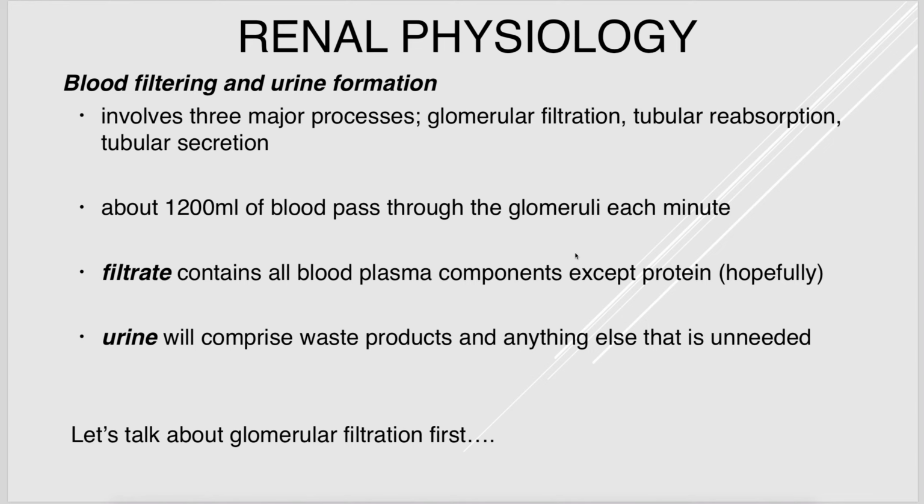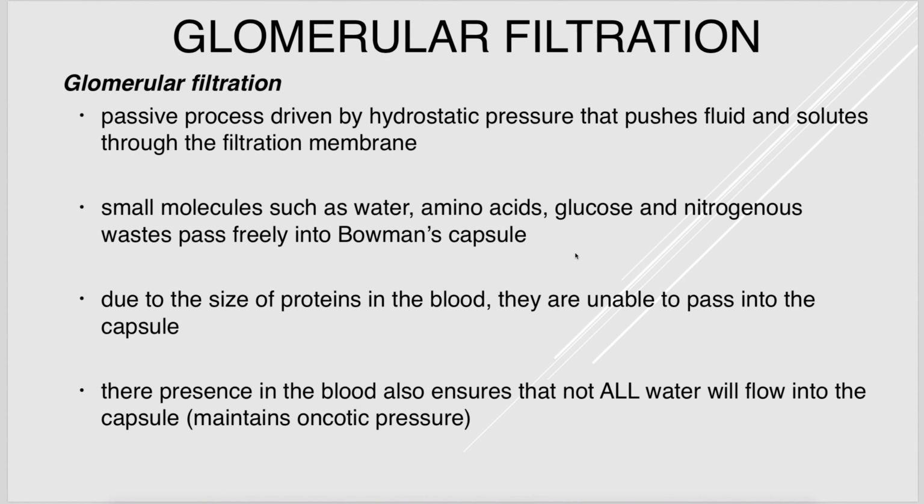Okay, so let's talk a little bit about some physiology. There are three major processes here. You have glomerular filtration, tubular reabsorption, and then tubular secretion. The filtrate, like I've said, is going to contain all of the blood plasma components except most proteins. You really shouldn't have proteins in there. And then urine will have all the waste products, and basically once you get to the collecting duct, it's officially urine.